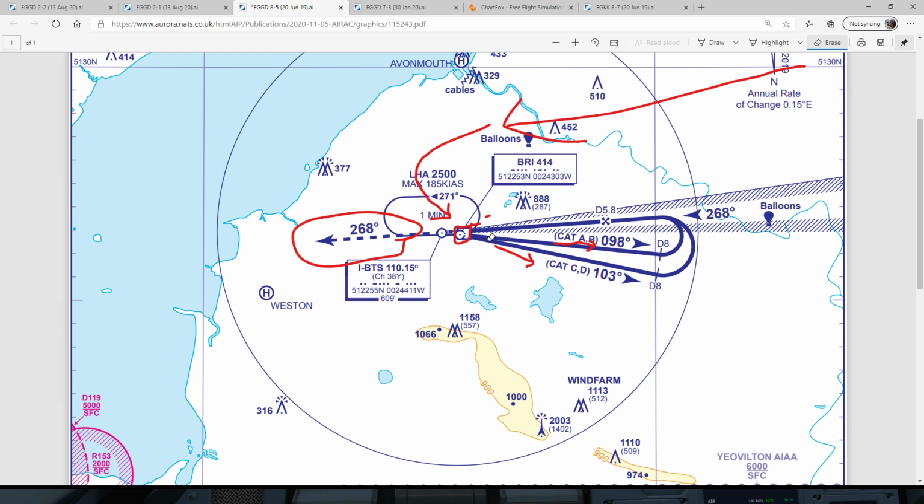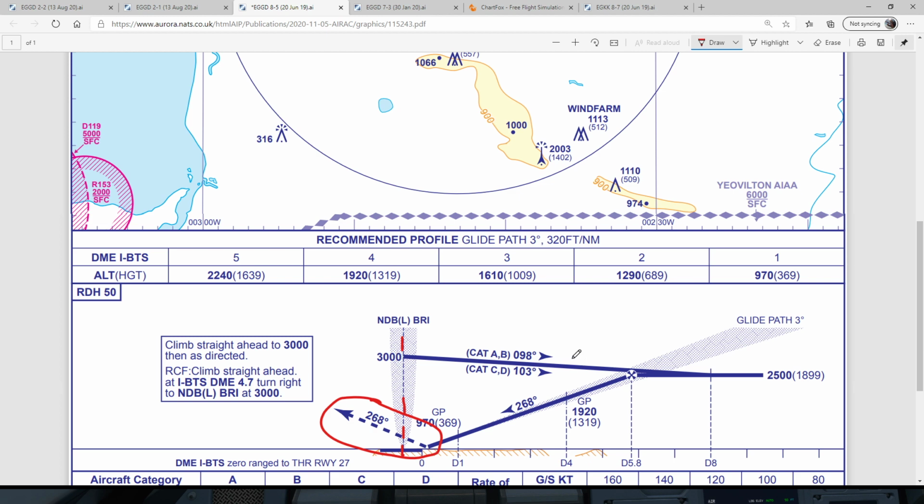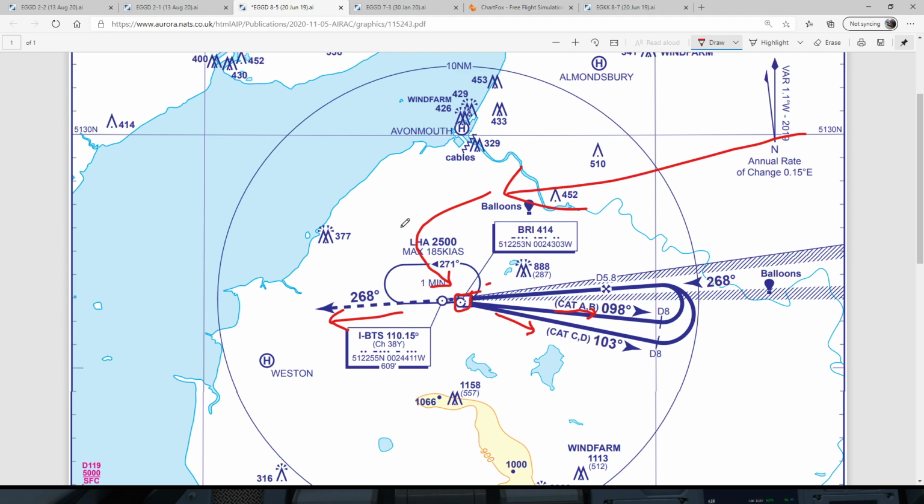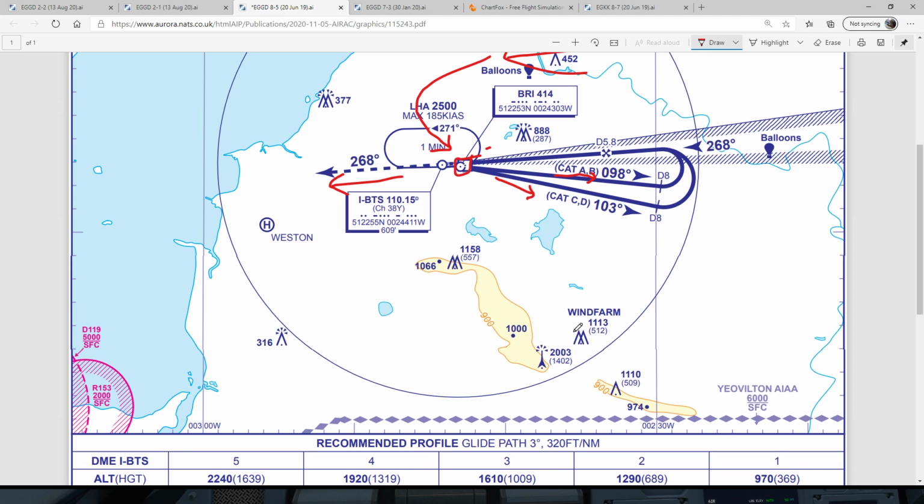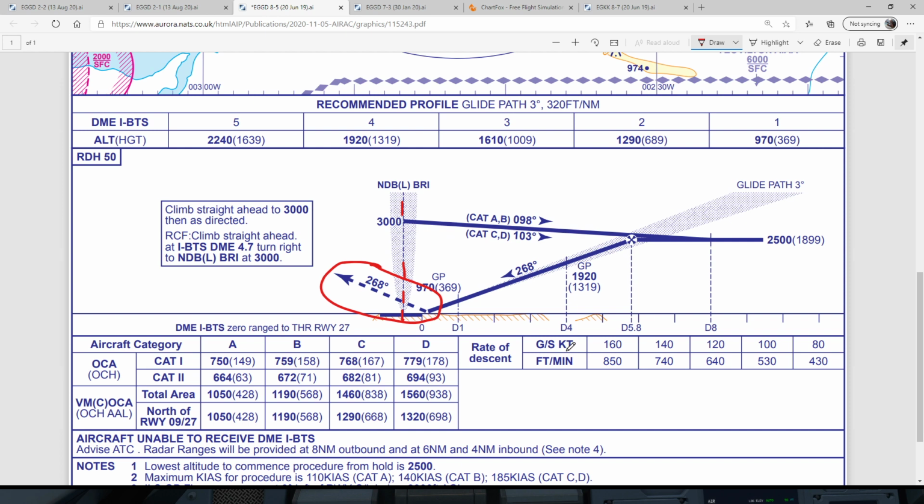So we would just fly a straight line on that heading, which would be the runway heading, until we're told otherwise. And that would be air traffic control saying to us, turn left now or turn right now, heading 290 degrees, climb 3,000 feet, or whatever that instruction might be. So if air traffic control give us an instruction, that takes precedence, and we follow their instructions.